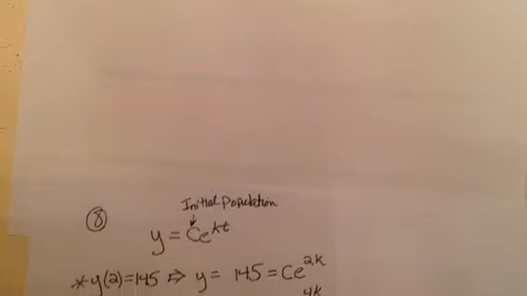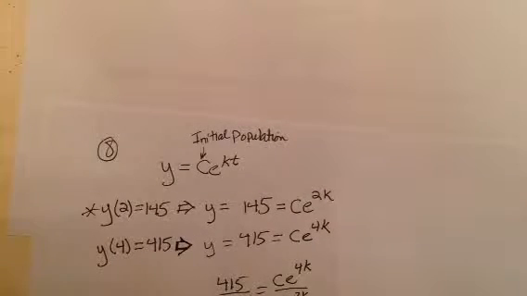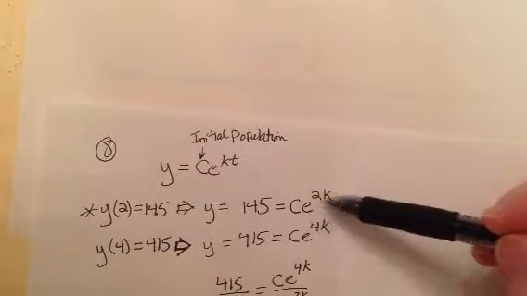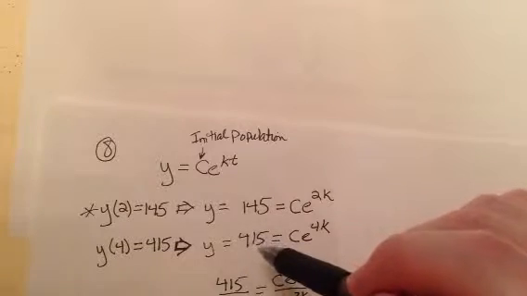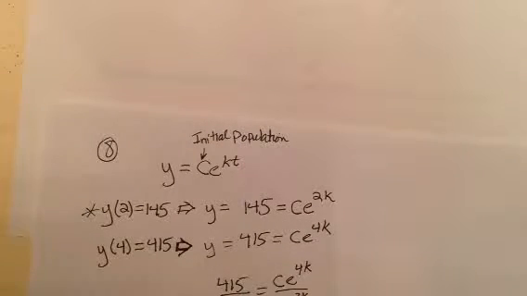So with the items of information that we have, y of 2 is equal to 145, and y of 4 is equal to 415. If we set up according to the law of exponential growth, 145 is equal to c times e to the 2k, while 415 is equal to c times e to the 4k. There are various ways that we can go about solving for c as well as k.